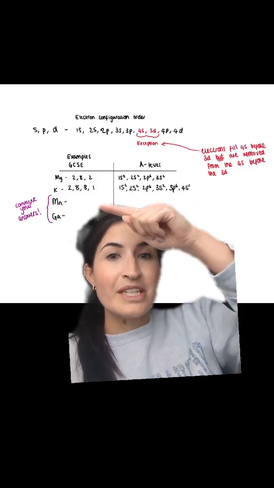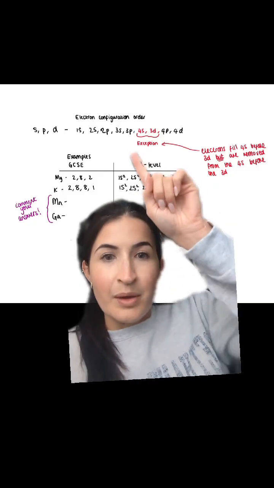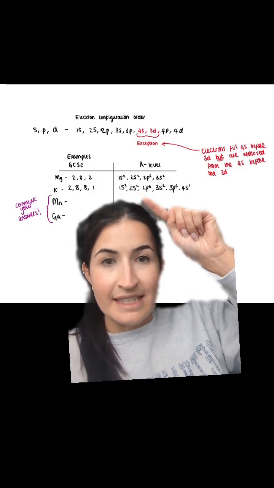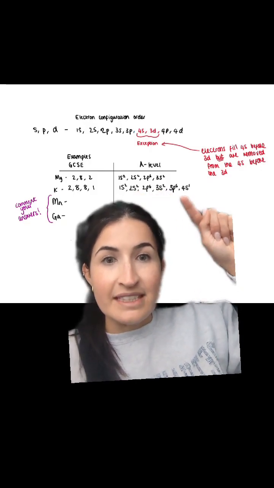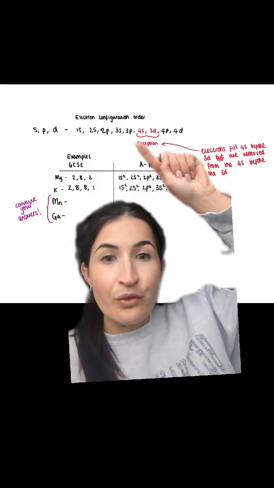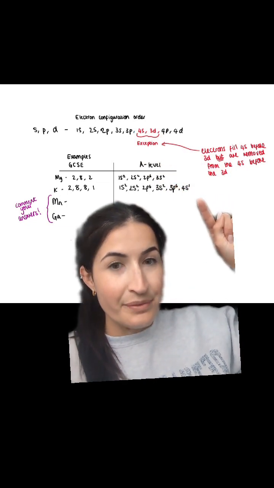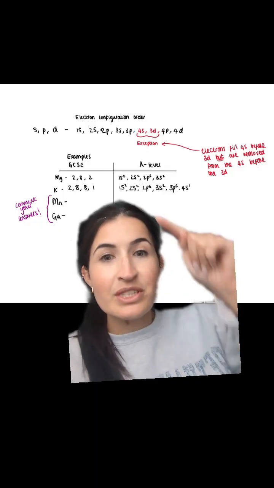Okay, now we can do the same for potassium, but then we fill up from an A-level perspective 1s2, 2s2, 2p6, 3s2, 3p6, and then we come back to this rule, filling the 4s before the 3d, so we end up with 4s1. So now it's your turn. Have a go at manganese and gallium.